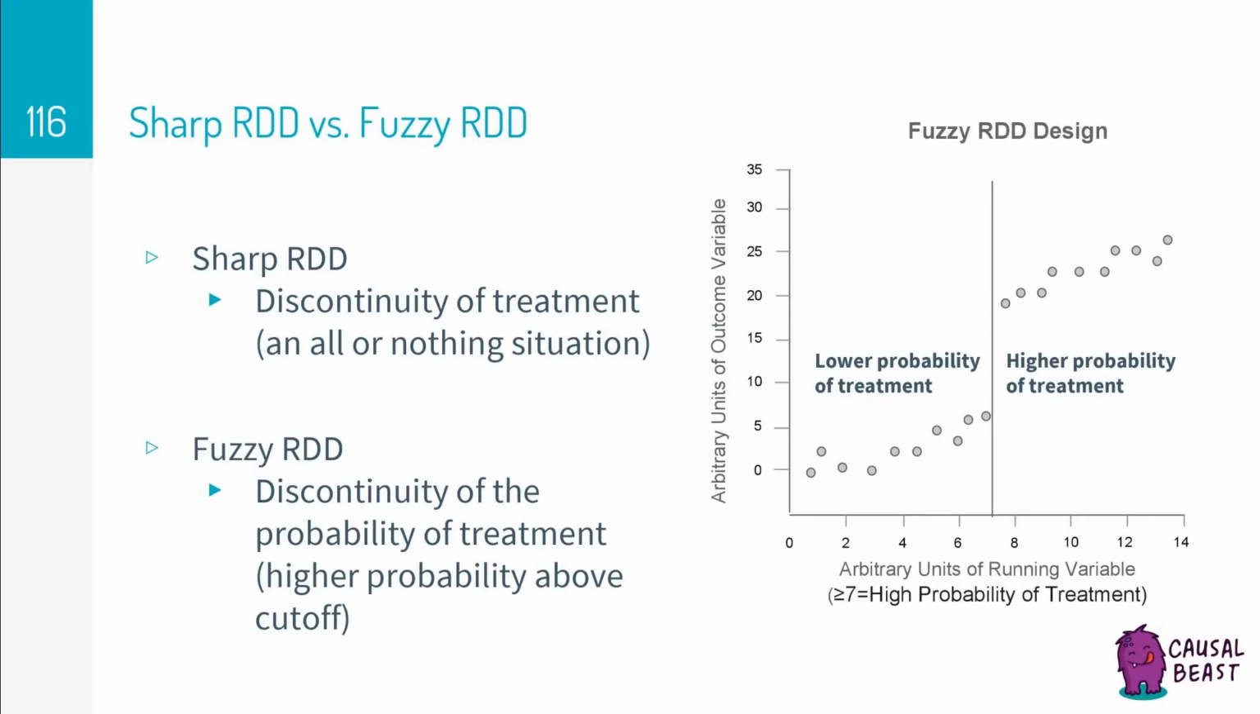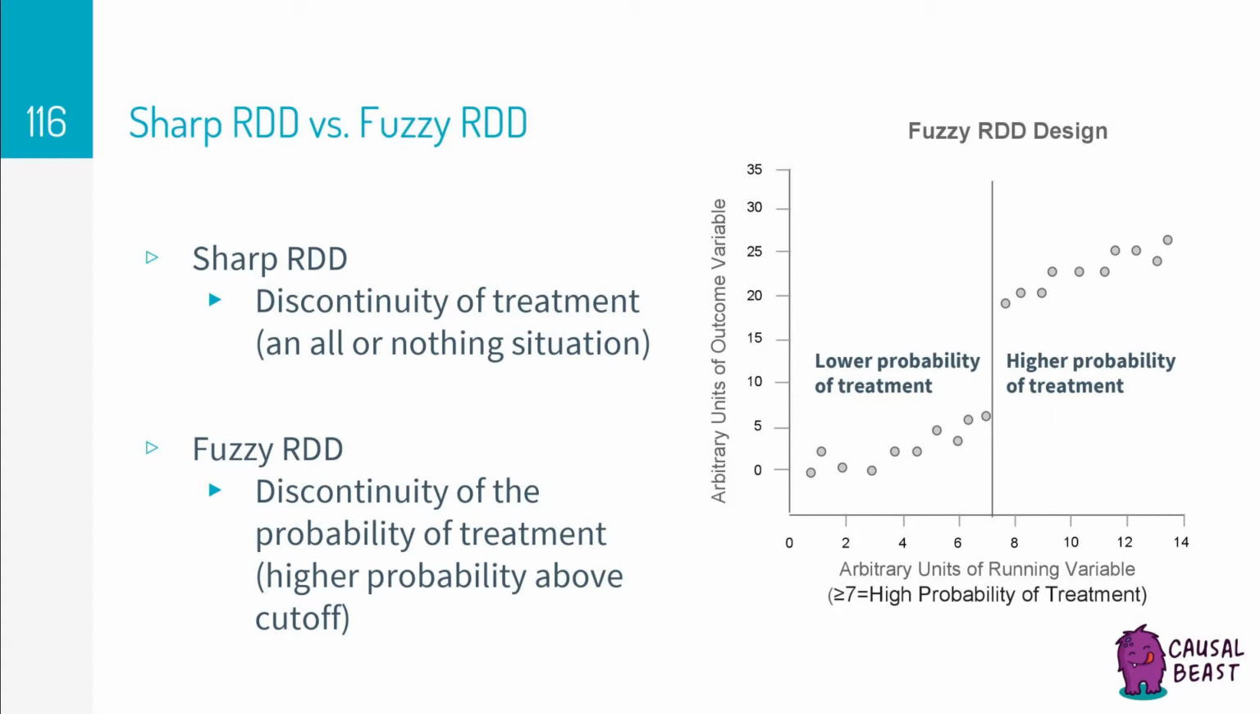At this time, I want to point out that what we have described thus far is called a sharp regression discontinuity design. Basically, it's an all-or-nothing situation. You either receive the treatment if you are above the cutoff, or don't receive the treatment if you are below the cutoff. One other thing you should note is that there is also something called a fuzzy regression discontinuity, and this occurs when rules are not strictly enforced.